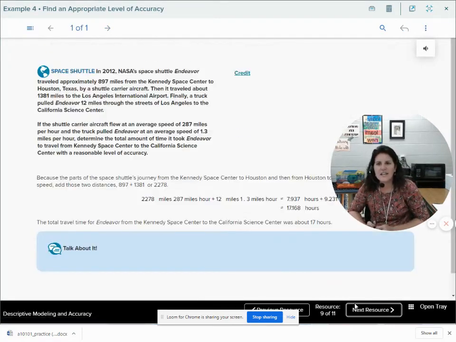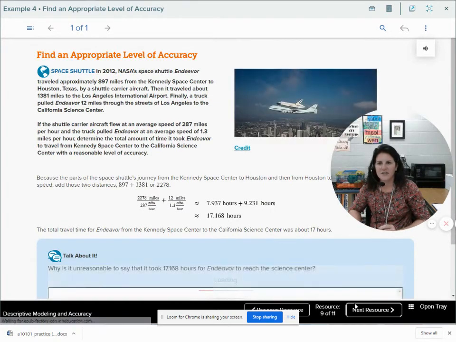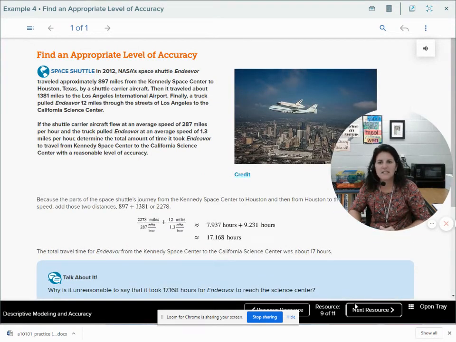All right, and finding an appropriate level of accuracy. So in 2012, NASA's space shuttle, the Endeavour, traveled approximately 897 miles from Kennedy Space Center to Houston, Texas by a shuttle carrier aircraft. Then it traveled about 1,381 miles to the Los Angeles International Airport. Finally, a truck pulled the Endeavour 12 miles through the streets of Los Angeles to the California Science Center.